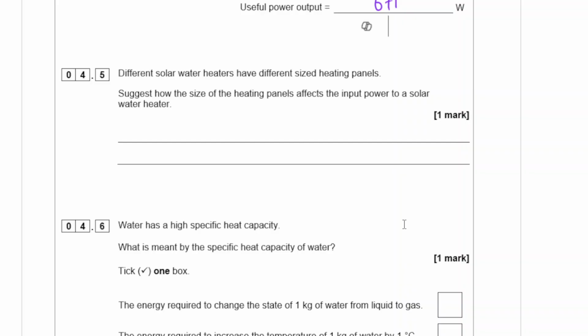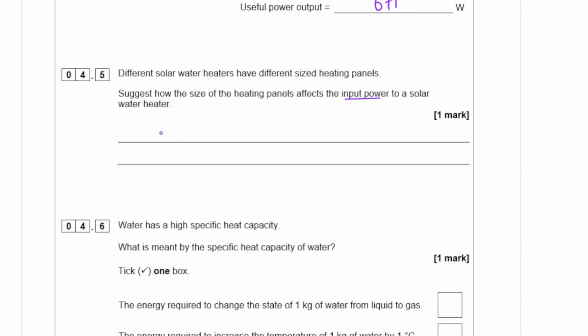Different solar water heaters have different sized heating panels. Suggest how the size of the heating panels affects the input power to a solar water heater. Now, if you have bigger heating panels, that means you're going to catch more sunlight. That means it has a bigger input power.